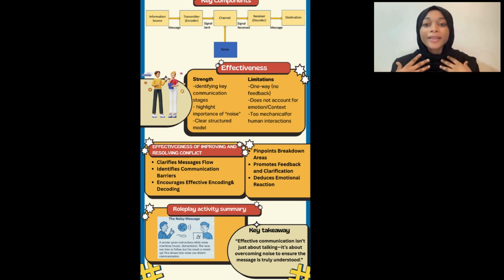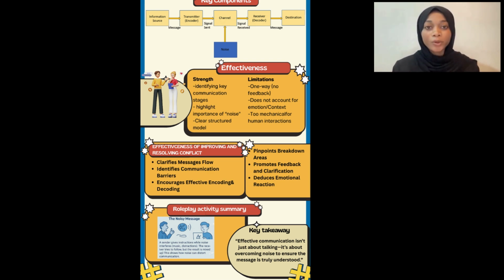And so this shows how important it is to reduce noise, check for feedback, and make sure that the message is clear and easy to follow. And this is exactly what the Shannon-Weaver model helps us understand, how each part of the communication process matters. Now, let's take a look at the second example, a hospital situation.